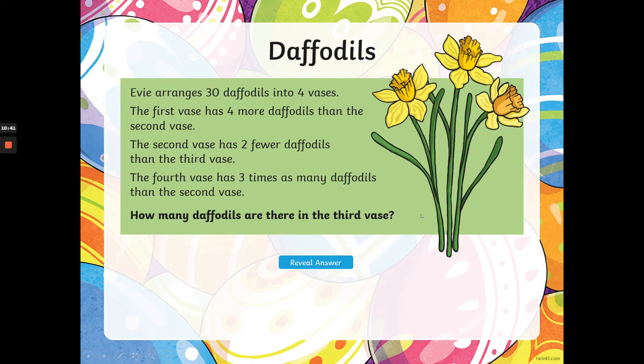Okay, so this might take quite a bit of thinking. Okay, so you have to read the sentences carefully. Okay, and try and find out how many daffodils are there in the third vase. So pause the video and have a go.